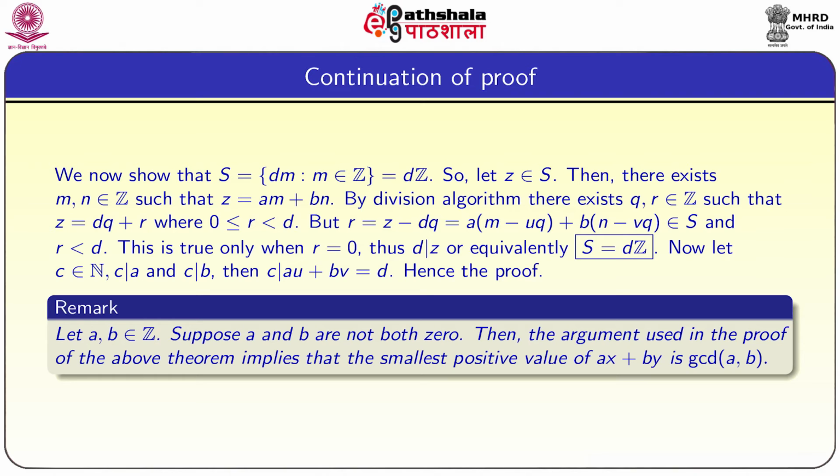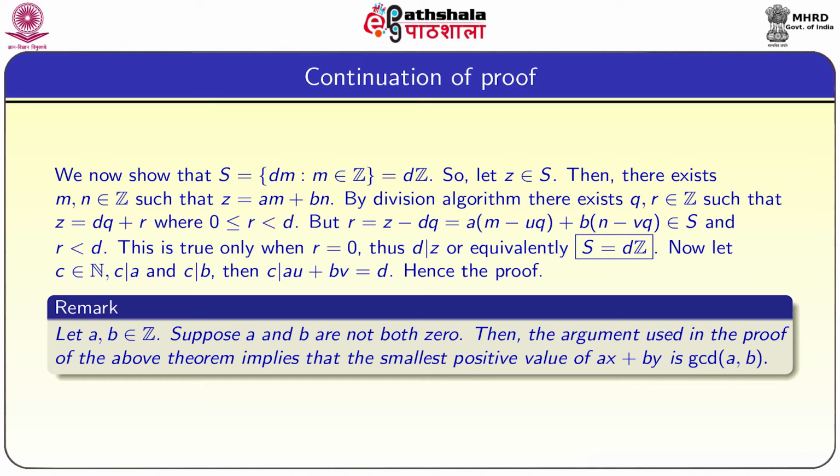We proved that every element in S is divisible by D. So, automatically A and B are also divisible by D. So, D is also a common divisor, and we proved that every other common divisor divides D. So, D is the greatest common divisor of A and B. So, the proof is completed.